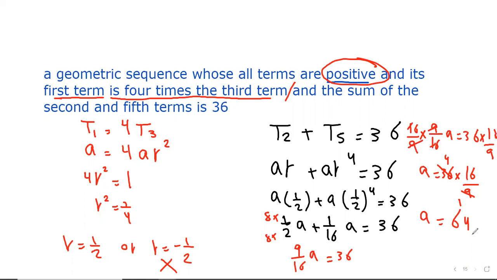Now we can write this sequence. It's 64. Then multiply by half, 32. Then multiply by half, 16, and so on. That's it.